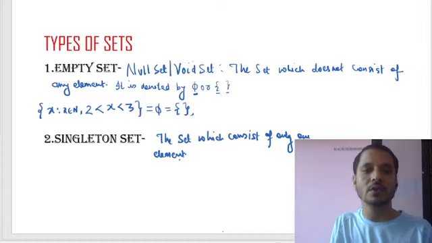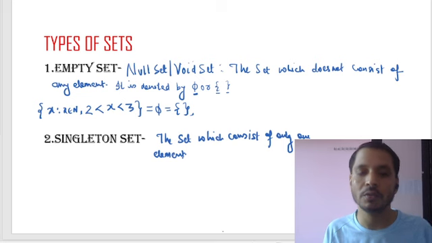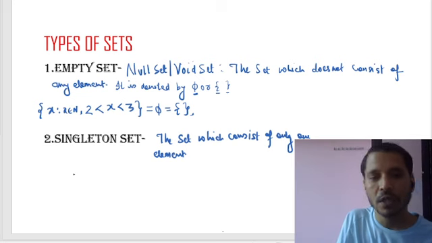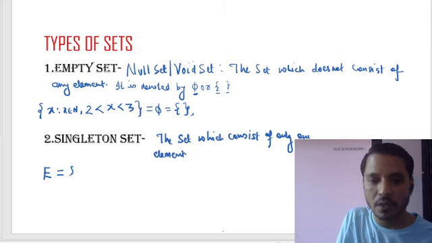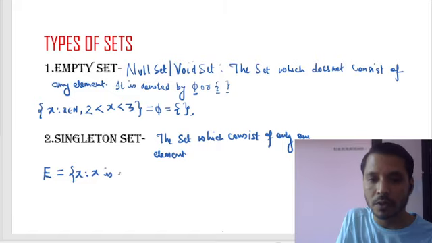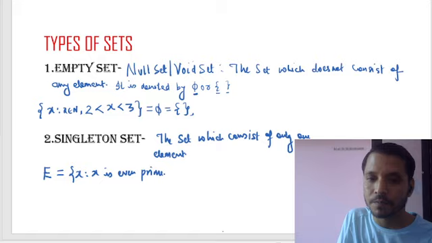There is no specific notation for the singleton set; we use the general notation for sets. Now with an example, let us see. Can you tell me an even prime number? The set of x such that x is an even prime number. What will be the answer?